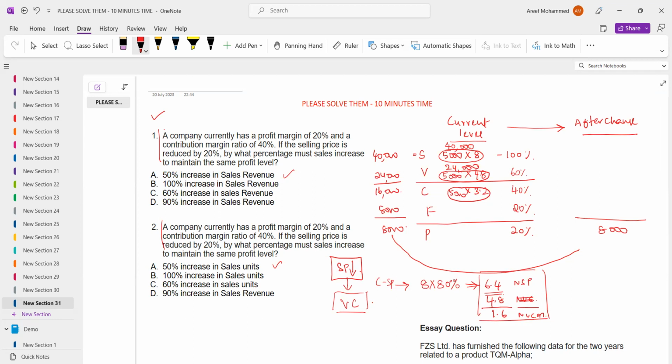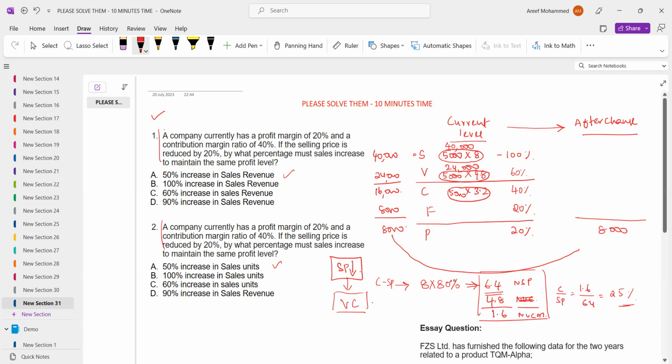What is the new contribution margin ratio? 0.25. That is contribution by selling price. Contribution is 1.6 and my selling price is 6.4. So the new contribution margin ratio is 25%.